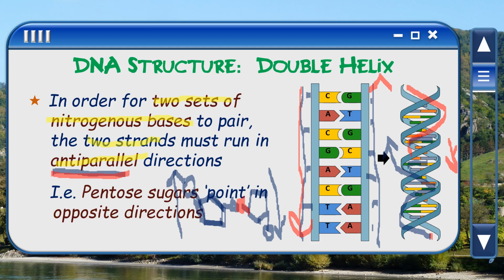The pentose sugar points in opposite direction. We have already seen that one. We are saying that the pentose sugars point in opposite direction. We have seen a pentose sugar, one of them is pointing upwards and another one is pointing downwards. That's what they are saying.